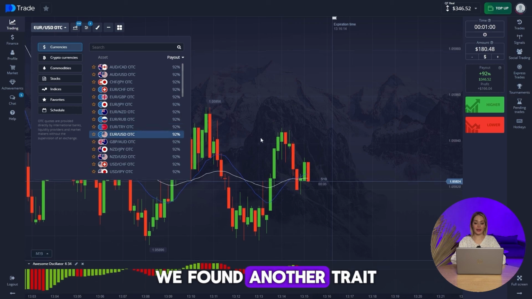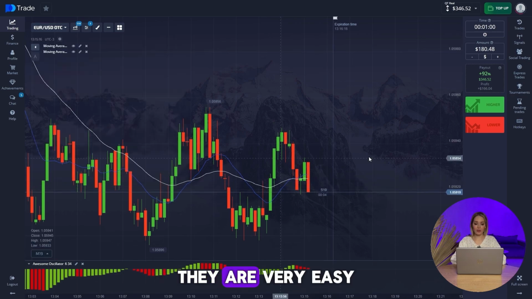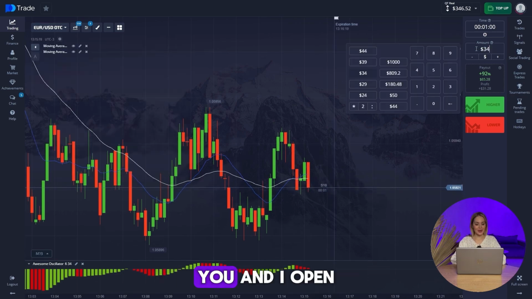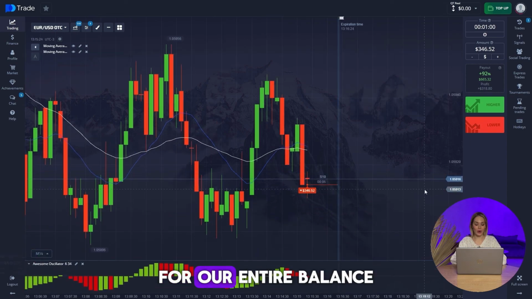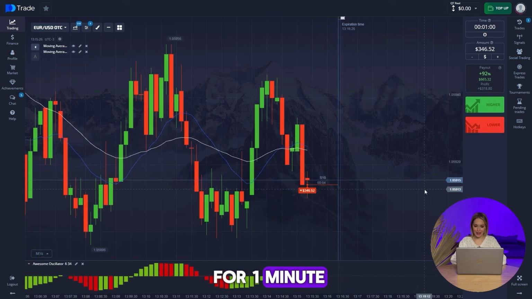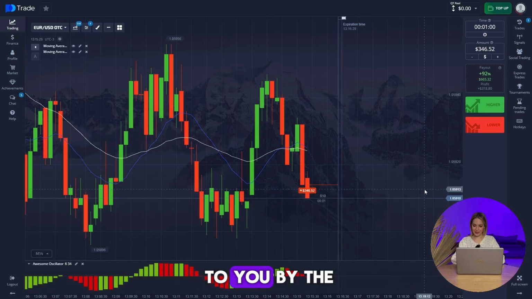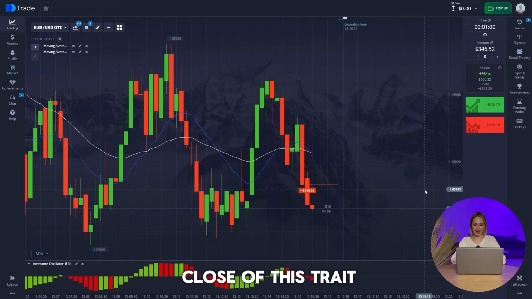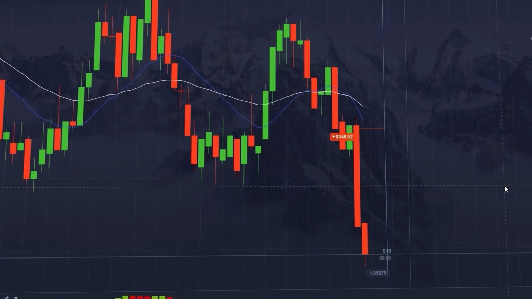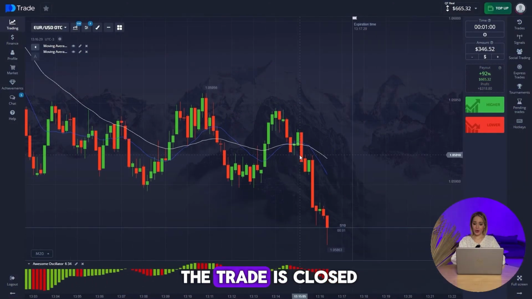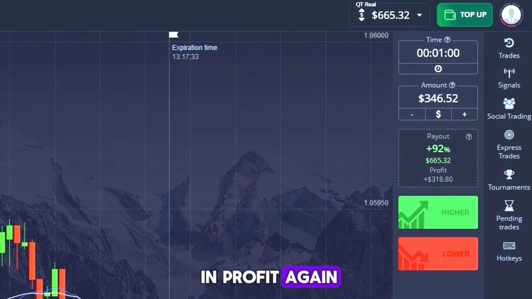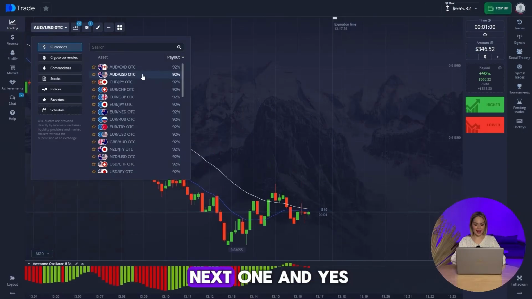We found another trade. They are very easy to find. We open a bearish position on a new candle for our entire balance for 1 minute. I will get back to you by the close of this trade. As we can see, the trade is closed in profit again. Let's look for the next one.